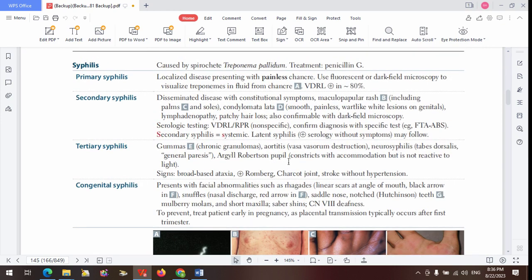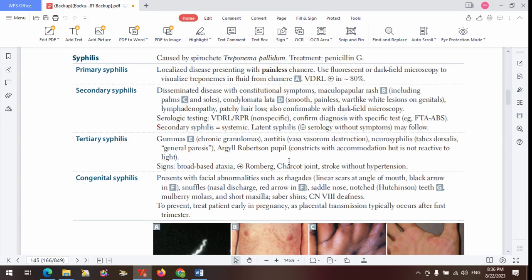Then aortitis due to damage or the obliterative endarteritis of the vasa vasorum. In fact, that's what they will put in the option. So you'll be able to identify that this is syphilis. The next thing is what is the mechanism of causing this cardiac presentation? Inflammation of the vasa vasorum, the vessel that supplies the vessel.